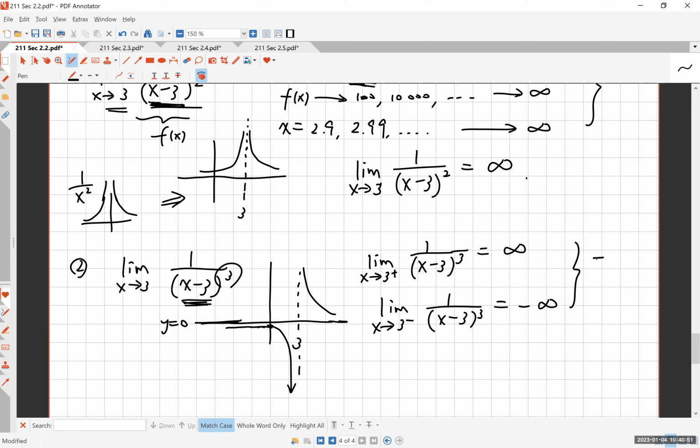So you can say this limit does not exist. I mean, yes, these limits still don't exist, but the limit here does not exist because one side is positive infinity and the other is negative infinity. Okay, so you have some exercises assigned, and I hope you will learn more as you do your exercises in section 2.2.